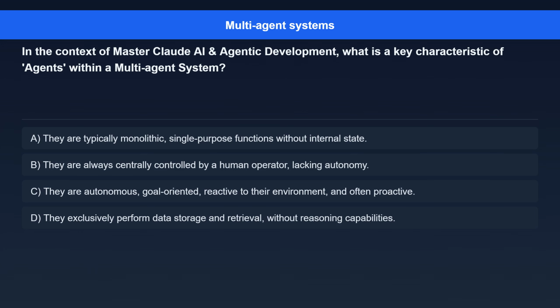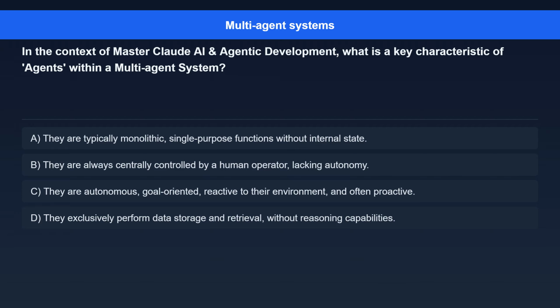Question 2. In the context of Master Claude AI and Agentic Development, what is a key characteristic of agents within a multi-agent system? Option A. They are typically monolithic, single-purpose functions without internal state.